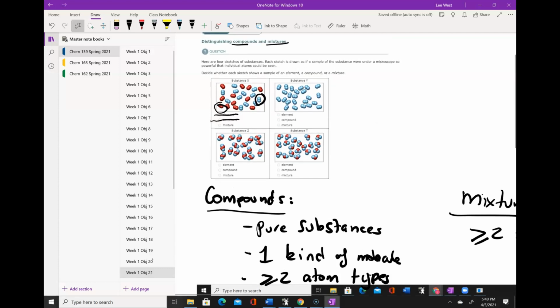Now if I look at substance Y, I can see that there is only one type of molecule present. So it is not a mixture. And I can also see that there's only one type of atom present. So it is not a compound and it has to be an element. There we go.